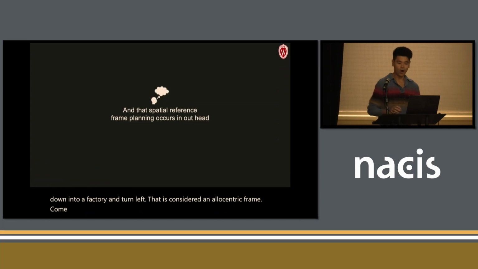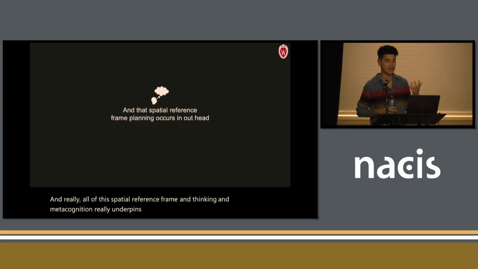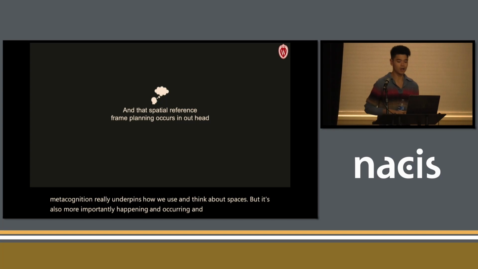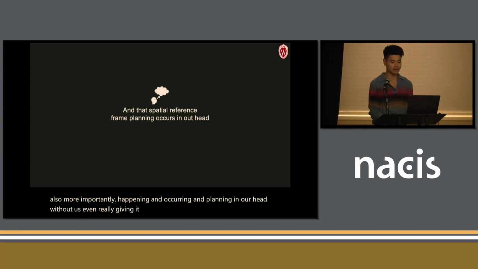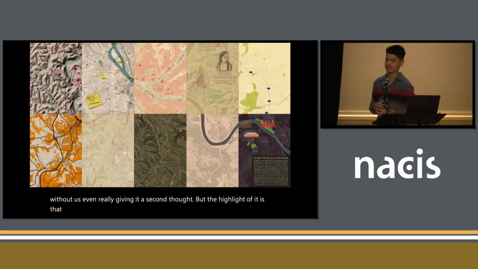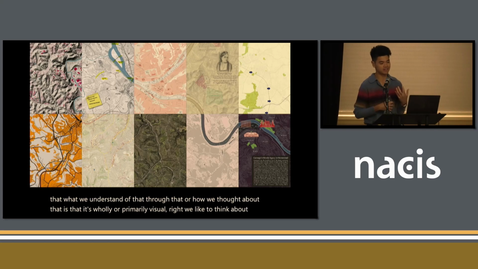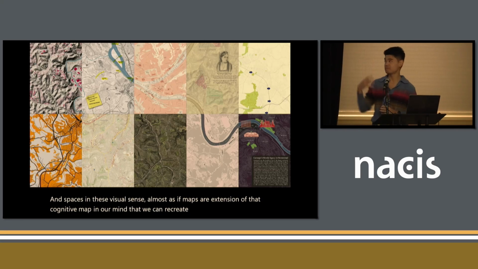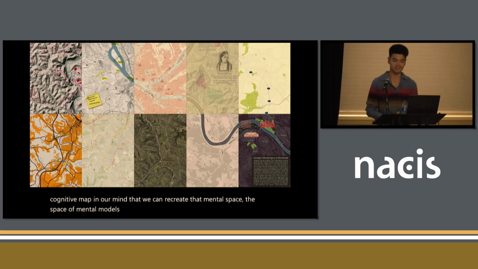And really, all of this spatial reference frame thinking and metacognition underpins how we use and think about spaces, but it's also, more importantly, happening and planning in our head without us even giving it a second thought. But the highlight is that how we've thought about that is as wholly or primarily visual, right? We like to think about maps and spaces in a visual sense, almost as if maps are an extension of that cognitive map in our mind, so that we can recreate those mental models of spaces on paper or on a digital display, as a representation of that.